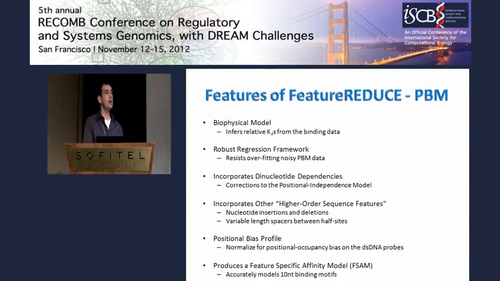Secondly, for PBM, FeatureREDUCE also generates a positional bias profile, which normalizes for positional occupancy bias along the probes, which I'll talk more about in the next slide. And so finally, with the positional independence model as a basis, and these higher order sequence features combined, we generate a new, more robust model that we call a feature-specific affinity model, or FSAM.